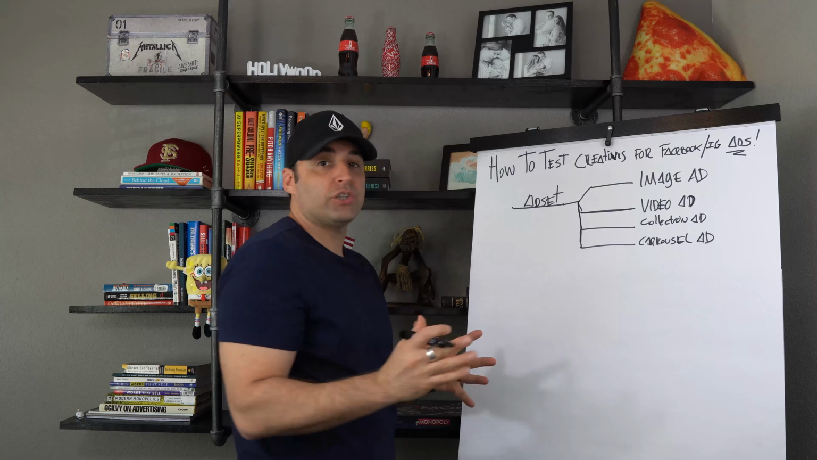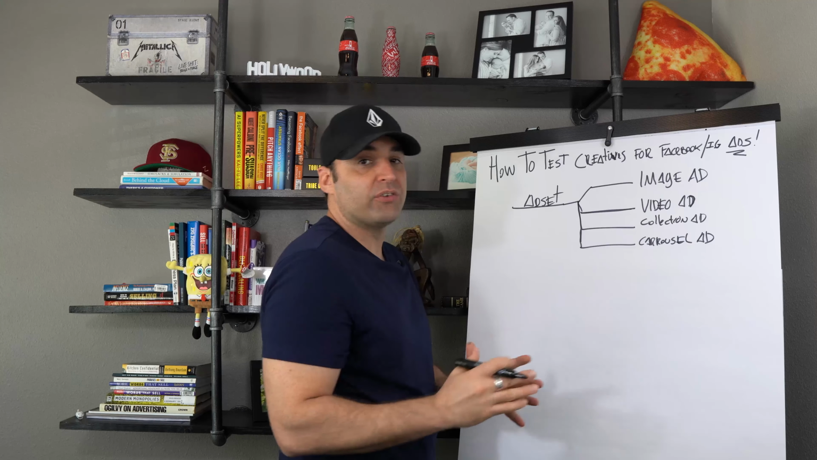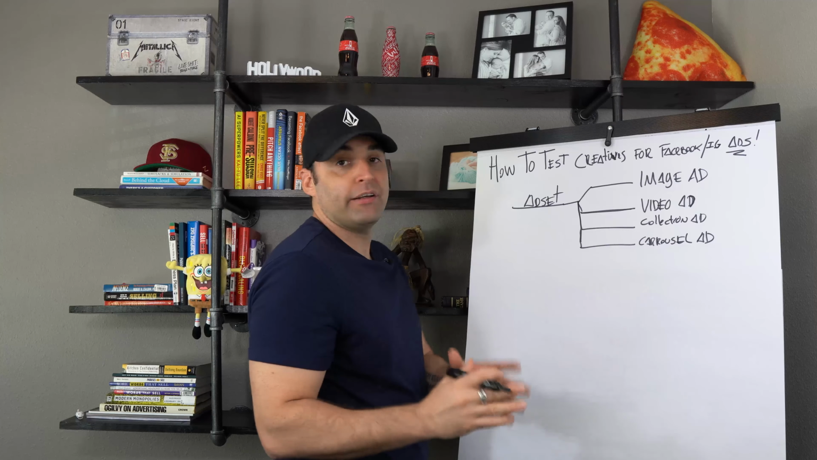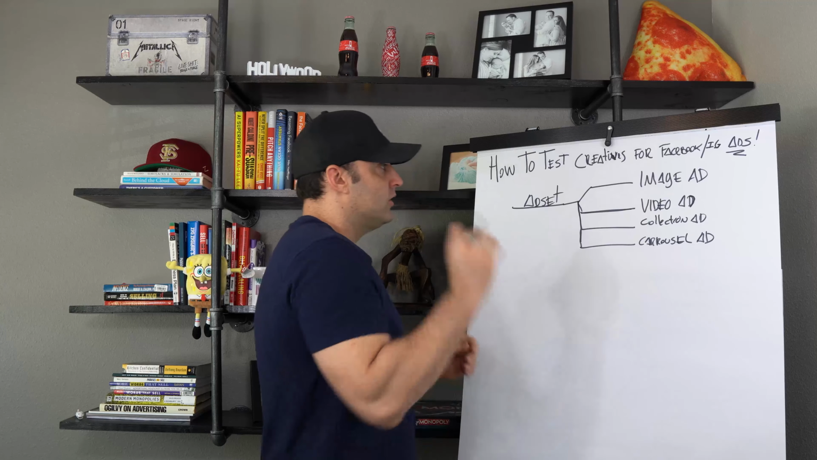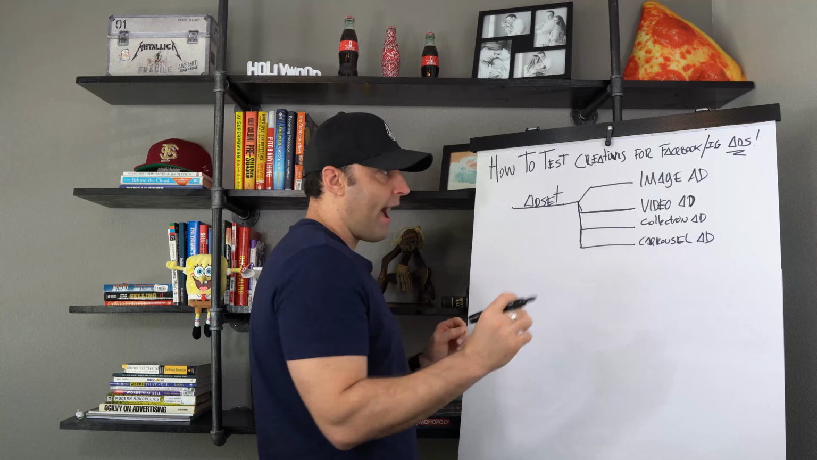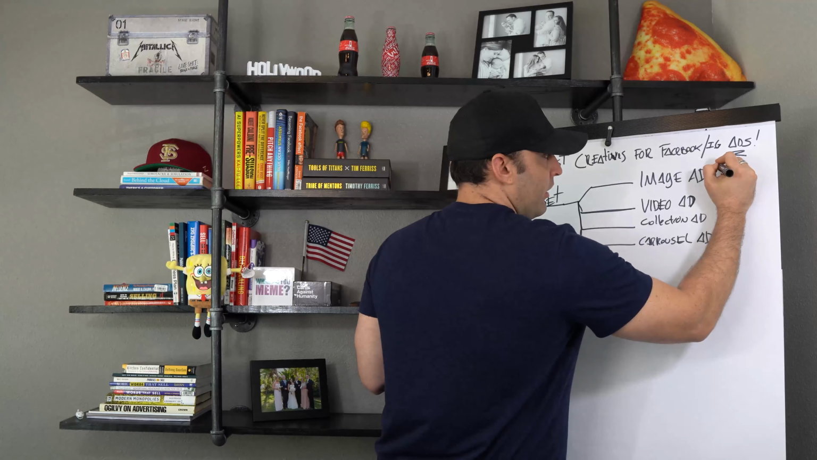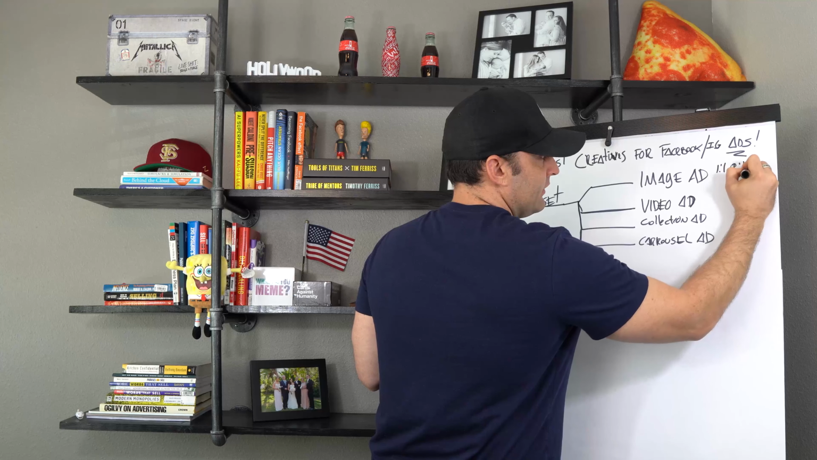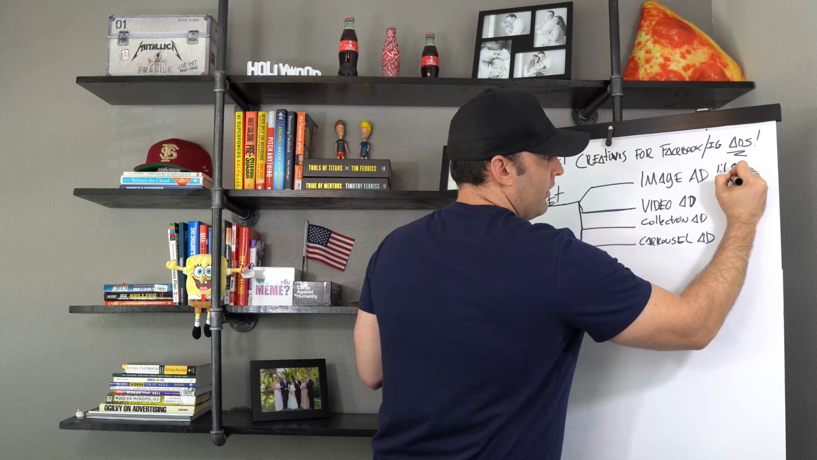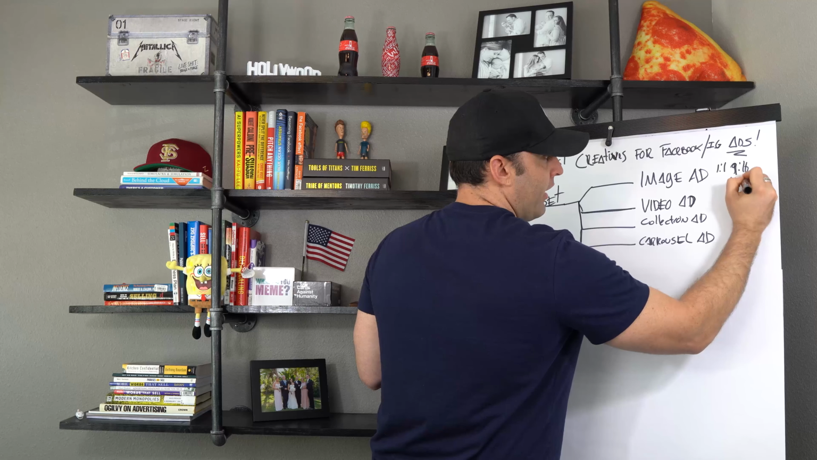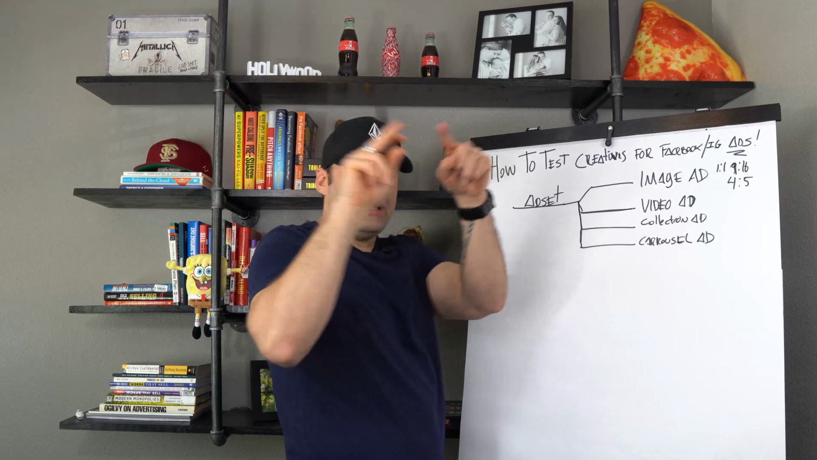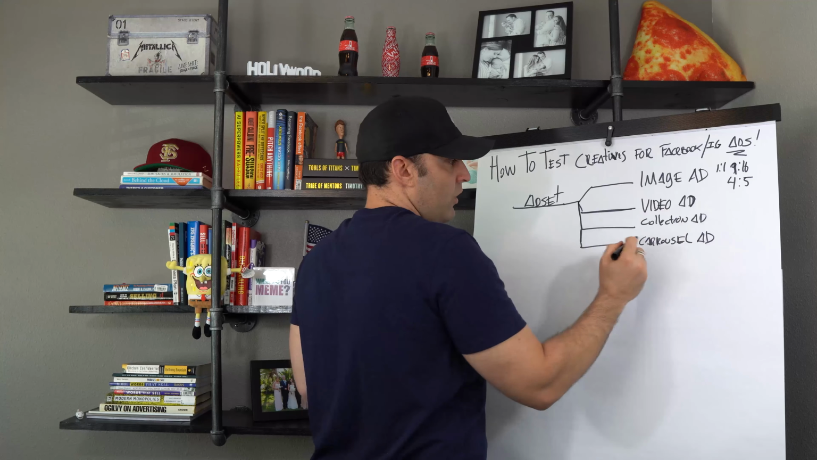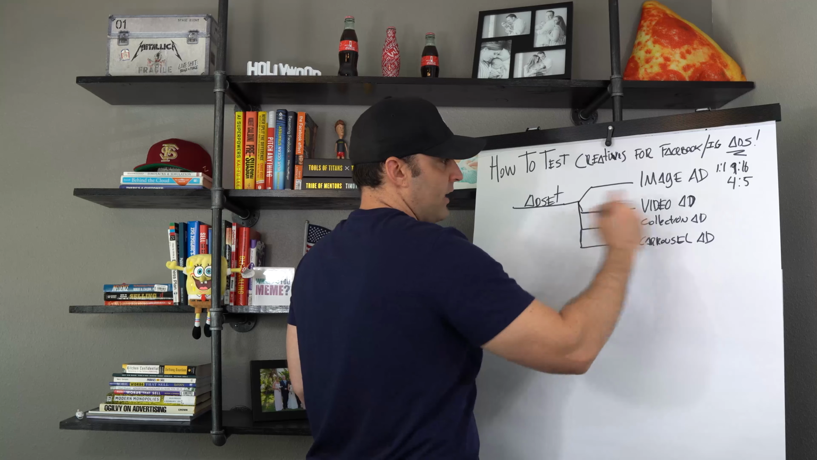And you have to make sure that each creative is tailored specifically for where it's going to be placed. So make sure you always have creatives in 1:1 format, 9:16, and 4:5. 1:1 is going to be square. So 1:1 you can use with your carousel ads and your image ad and your video ad.